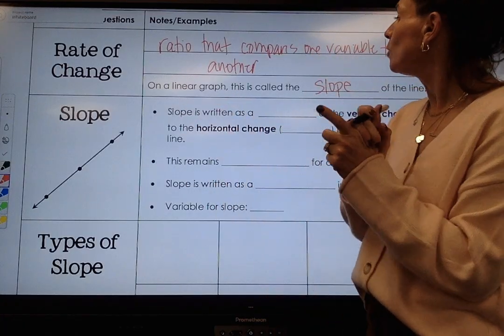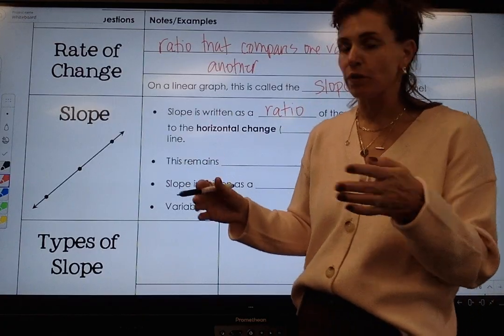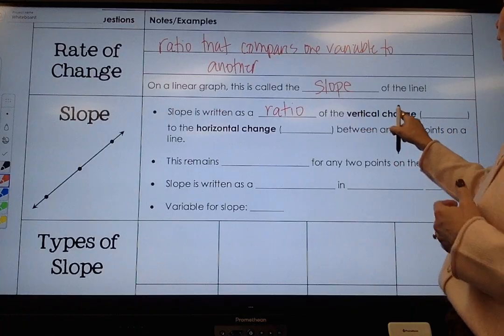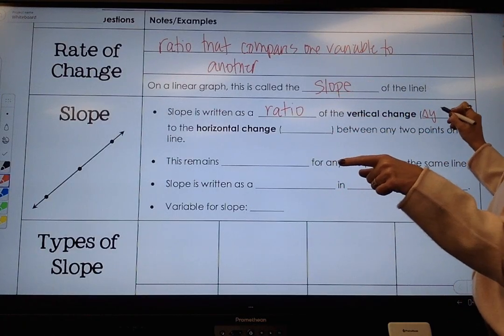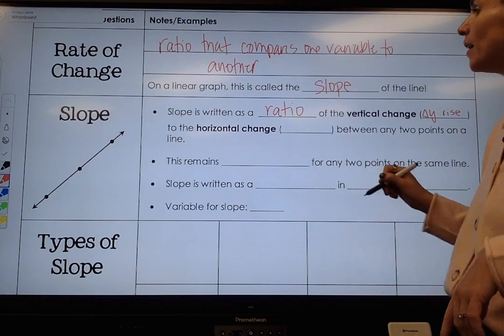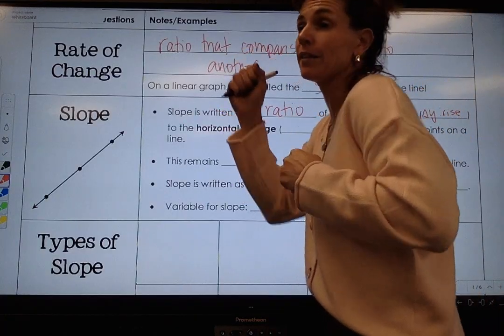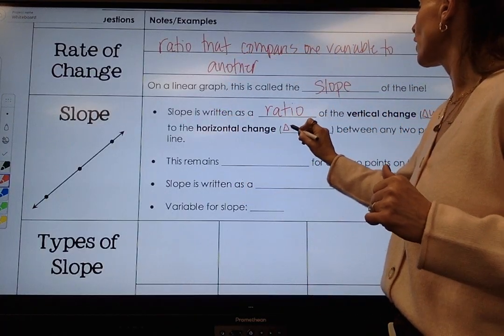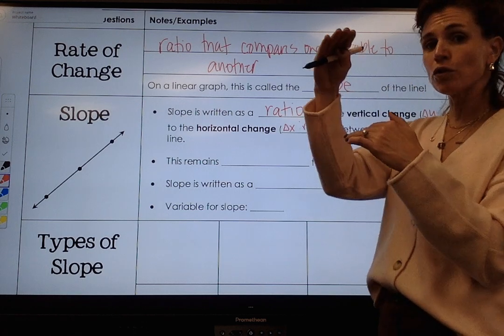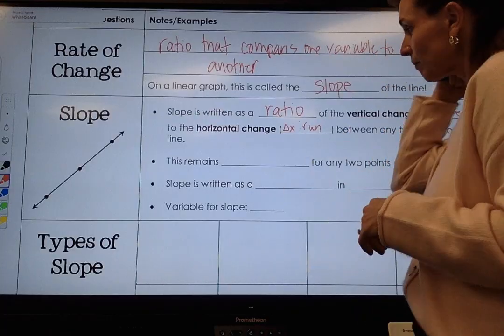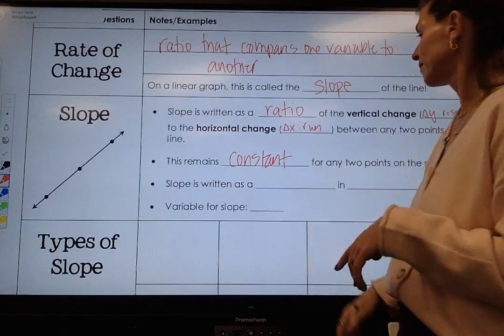Right. Slope is written as a ratio. We already know it's a rate. And remember, a rate is a ratio. So slope is written as a ratio of the vertical change, which is the rise, the change in y, to the horizontal change, your x-axis, which is called your run. You run on a flat line. So that's also your change in x is your run. So your ratio is written as the vertical change over the horizontal change. And this remains constant for any 2 points on the line.